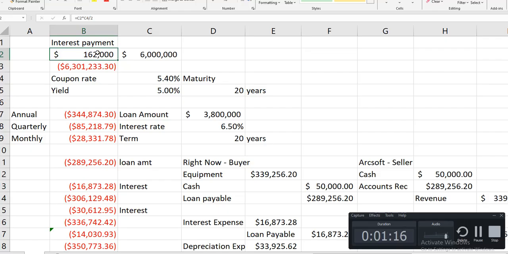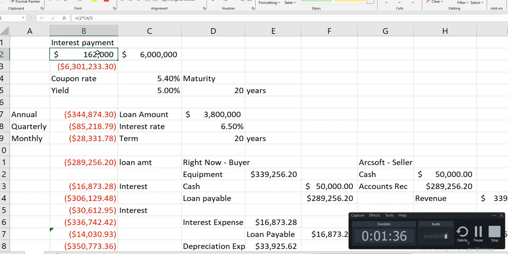And that gives us 162,000. So when the company borrows the money, they're going to make interest payments of $162,000 every 6 months for 20 years and then pay back $6 million. So what is that worth? What does that translate into in present value? Because what's that worth now? That's what's going to happen in the future.